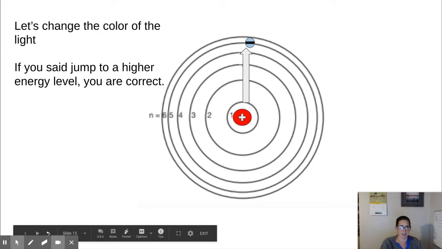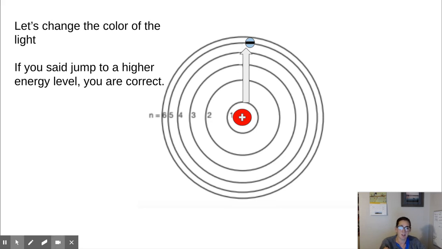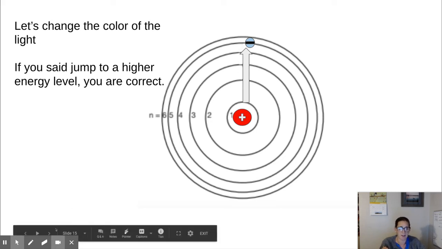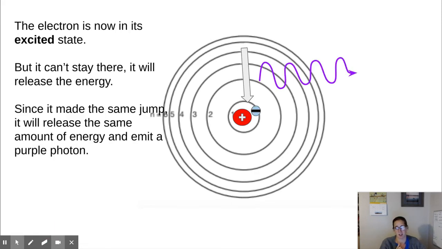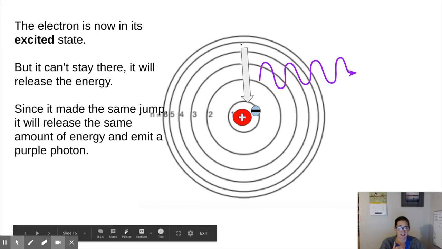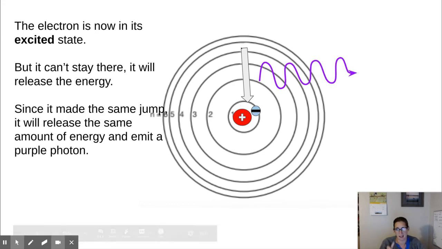But just like our situation with the excited electron in that second level, this one's not stable. It can't stay there forever. And so eventually it's going to fall back down to the ground state and release the same amount of energy. So it was in its excited state, but it can't stay there, falls back down. And again, since it made that same jump, the same amount of energy is released. And so we see a purple photon of light being released.